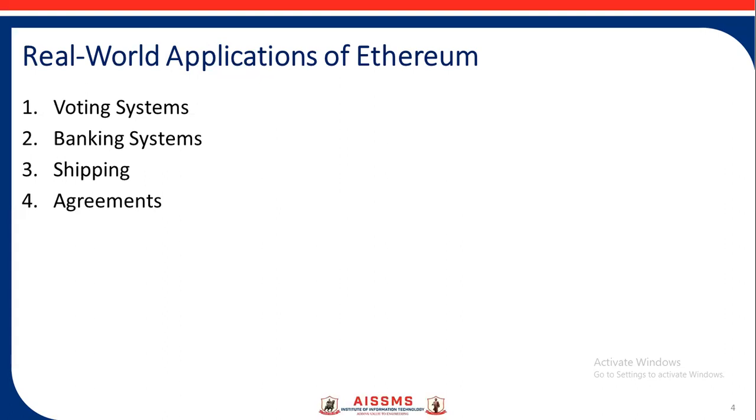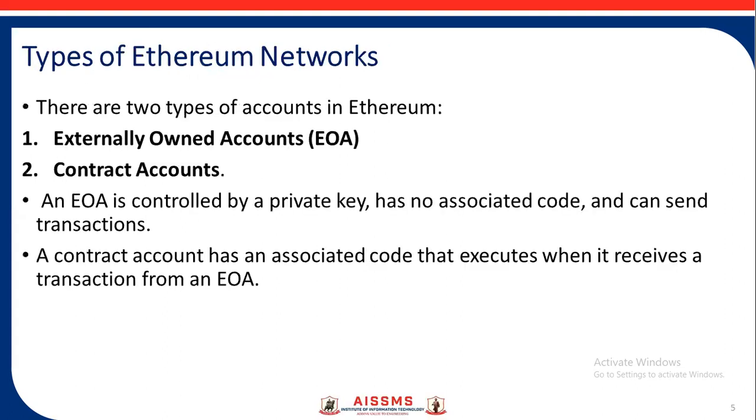So next is the types of Ethereum accounts. There are two types. First is the externally owned account, that is EOA. It is controlled by a private key, has no associated code, and can send transactions. Second is the contract account. A contract account has associated code that executes when it receives a transaction from an EOA.